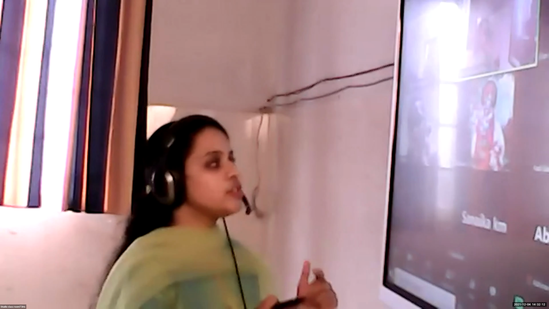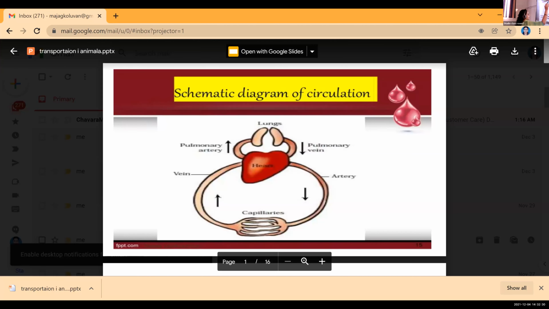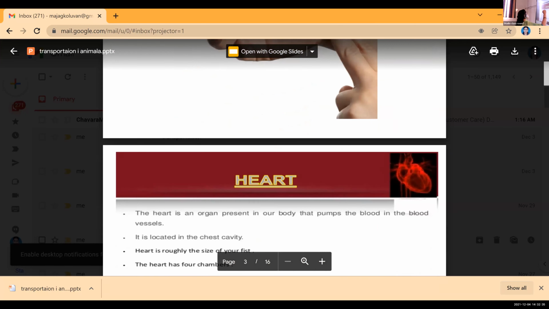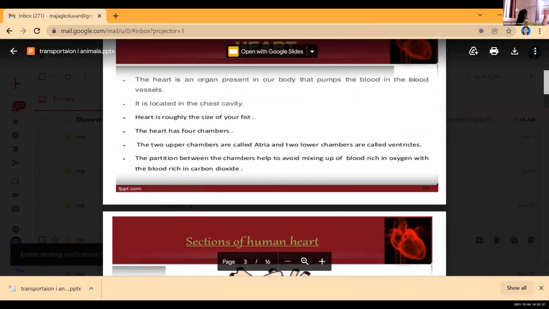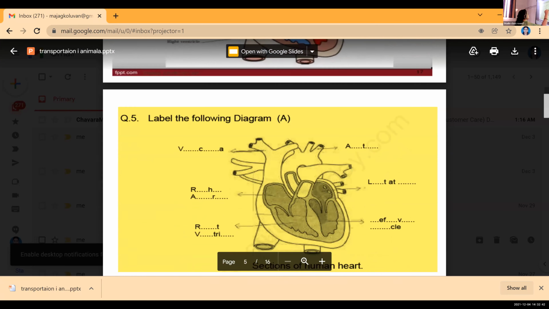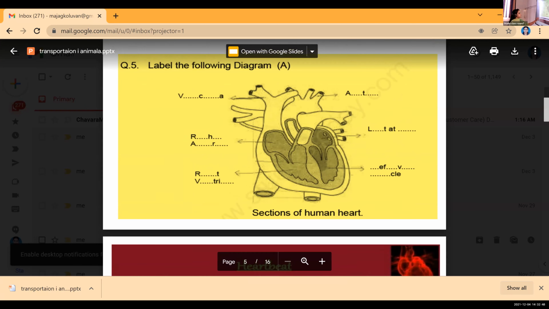Okay, are you ready? Now I am going to share the screen. Now I will call your names. You just mark the exact parts or sections of the human heart. Okay, so let us start. Are you ready? Yes, ma'am. Okay, children. So here we have the sections of the human heart. Fill in the blanks. Label the following diagrams.